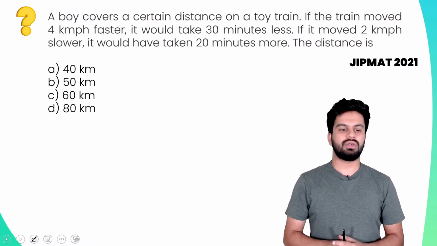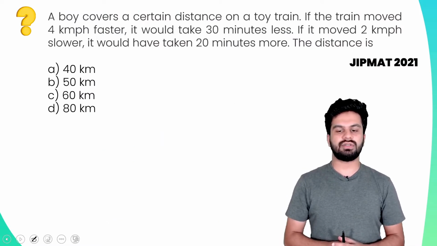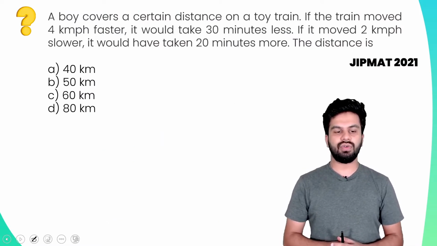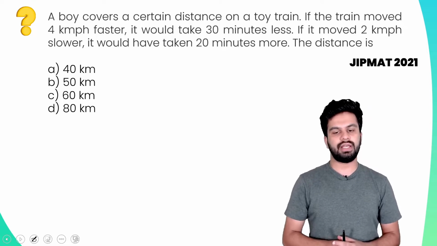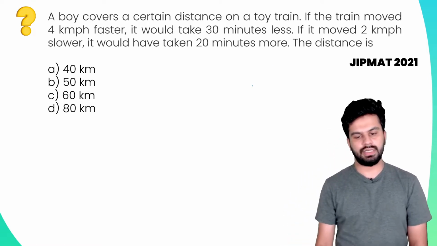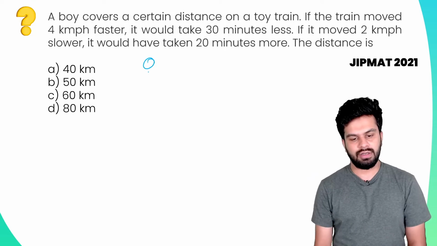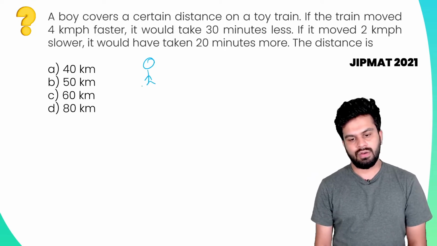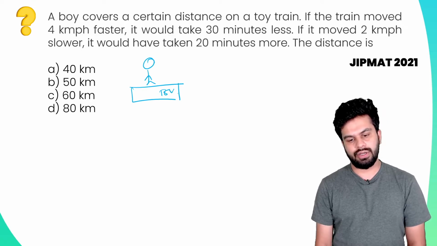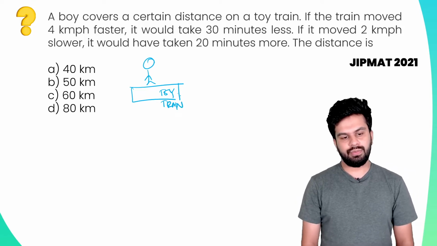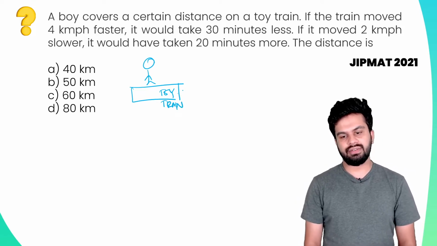First question is, a boy covers a certain distance on a toy train. If the train moved 4 kmph faster, it would take 30 minutes less. See, case one, simplify this. There is a boy who's traveling on a toy train. This is your toy train. And what is happening? There are two cases given. If the train moved 4 kmph faster, it would take 30 minutes less.